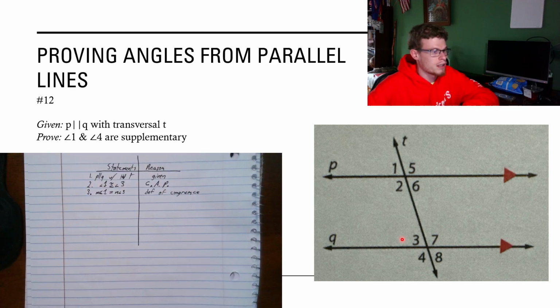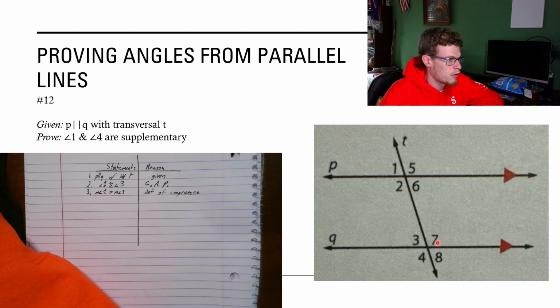What else do I notice now? I need to connect this to angle 4 somehow. Angle 1 is equal to angle 3, but angle 4 hasn't been messed with yet. What do I notice about 3 and 4? Well, I notice that 3 and 4 are in fact supplementary. Why can I say that they're supplementary?